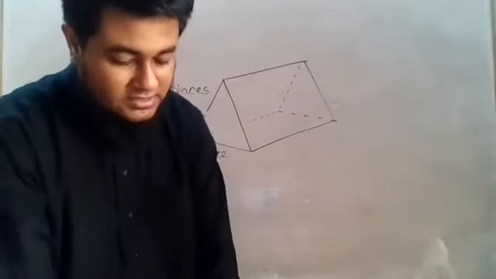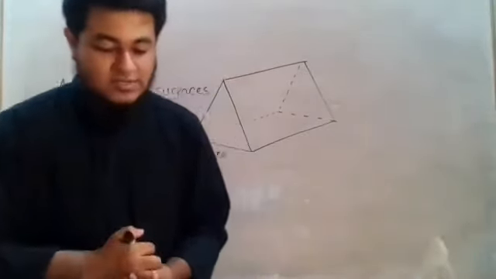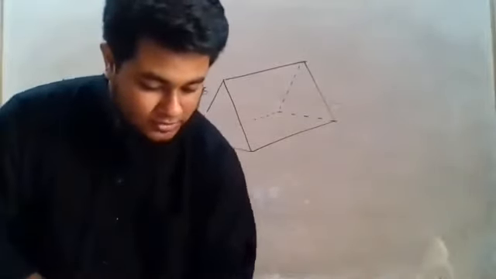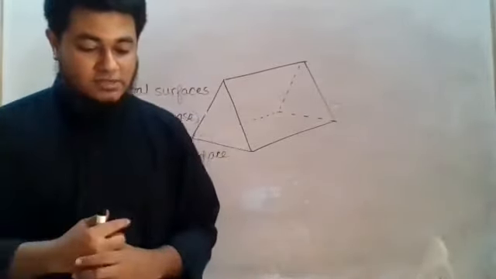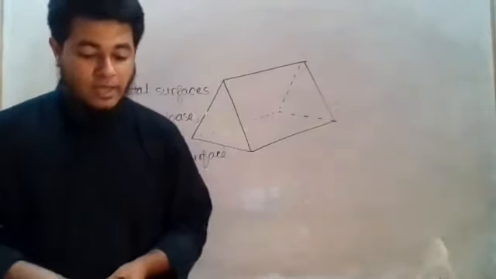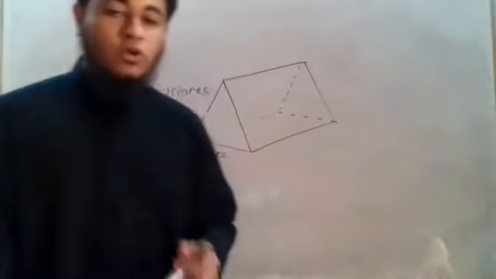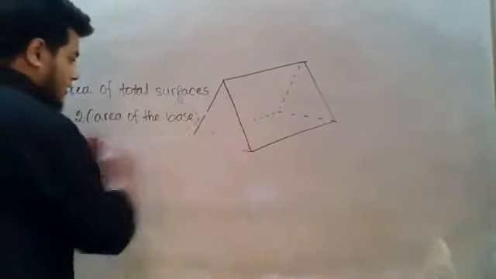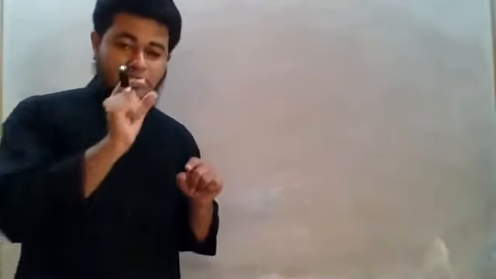Okay, now let us take a look at example 2. The lengths of the sides of the base of a triangular prism are 3, 4, 5 centimeter respectively, and the height is 8 centimeter. Find the volume and area of its total surface. Normally, when we read this question, what we understand from this is the measurements of the sides of the triangle are given, 3, 4, 5, right?